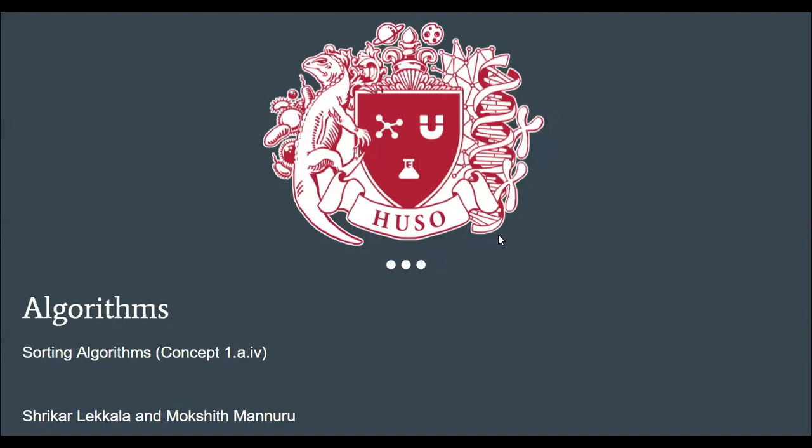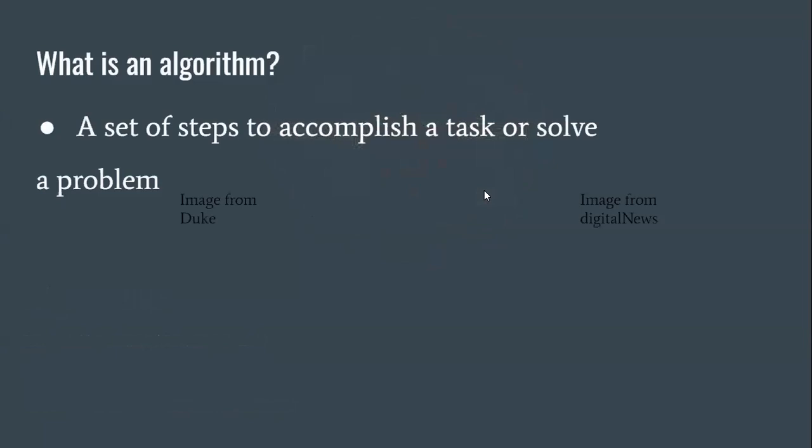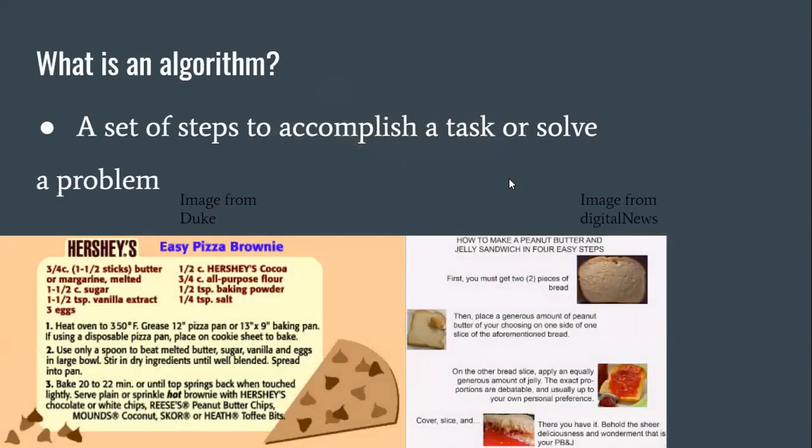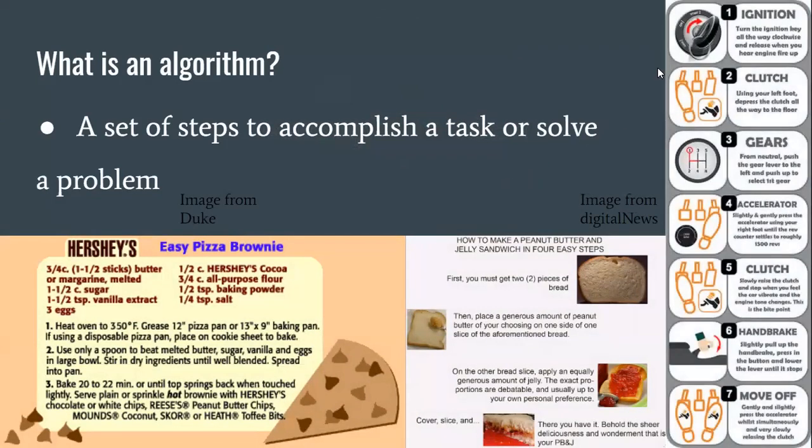So first of all, when talking about algorithms, we must understand what an algorithm truly is. An algorithm is a set of steps to accomplish a task or solve a problem. These algorithms can be very simple. For example, a recipe for a Hershey's Easy Pizza Brownie, a peanut butter and jelly sandwich tutorial, or even a range of steps to start a car.